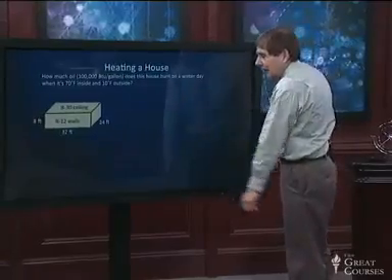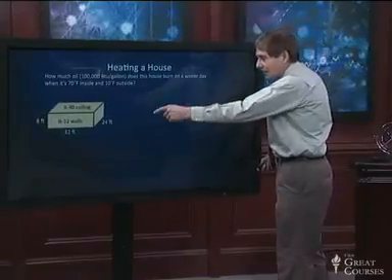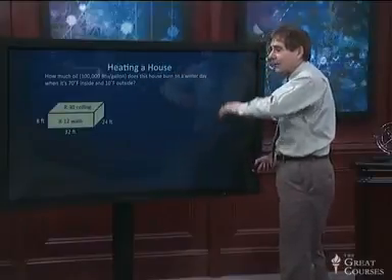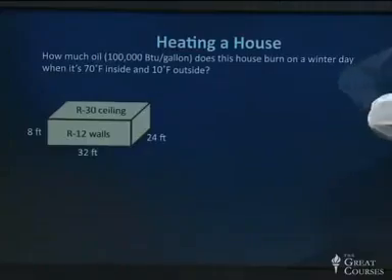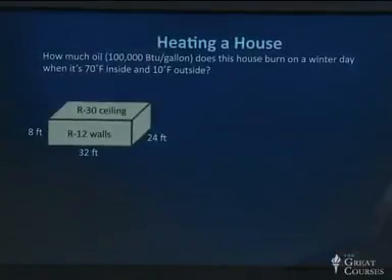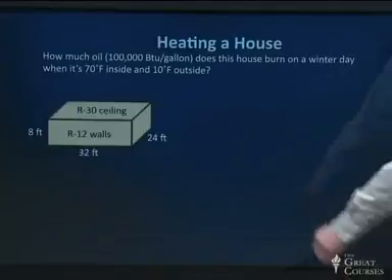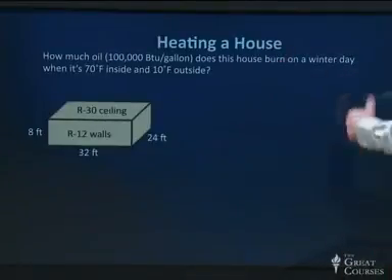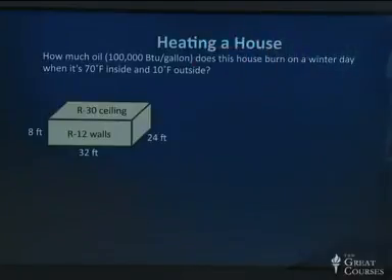So, heating a house. Here we've got a house, this particular house, and it's a really simplified house. It's 32 feet wide, 24 feet deep, 8 feet high. It's flat, it's rectangular, it has no windows, nothing like that. I'm ignoring heat loss through the floor because the ground tends to be warmer than the surrounding air. And I want to know, when it's 70 degrees inside and 10 degrees Fahrenheit outside, how much oil, which you get about 100,000 BTUs when you burn a gallon of oil, does this use on a winter day when it's 70 degrees in and 10 degrees out?